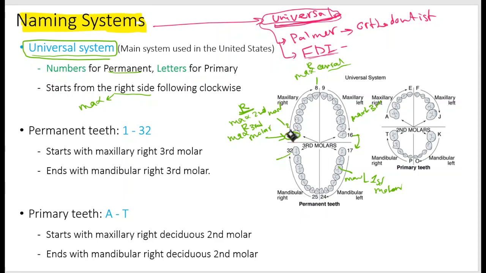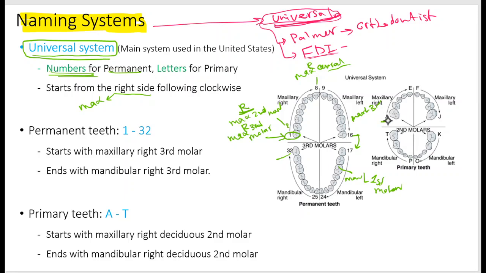So these numbers go from 1 all the way to 8, then 9 to 16. So that's the maxillary arch from 1 to 16, and the mandibular arch is 17 to 32. That's what we use here, because we said we use numbers for permanent teeth. For primary teeth, we use letters.